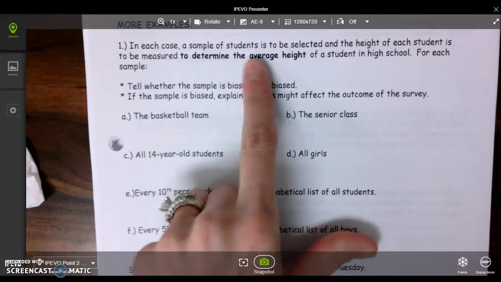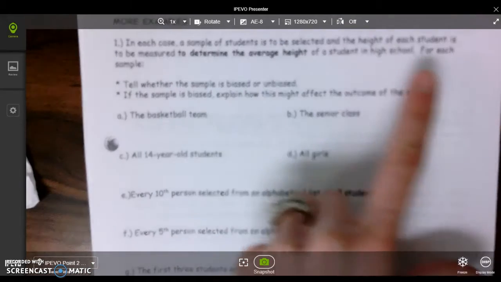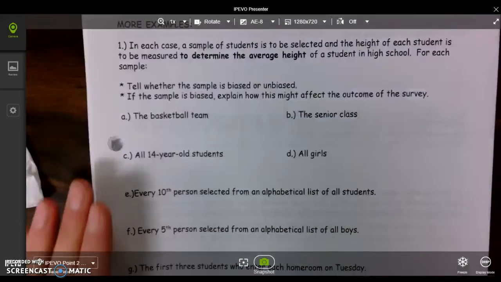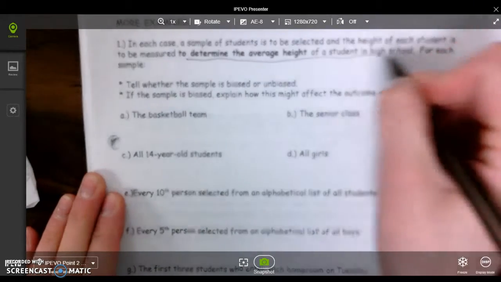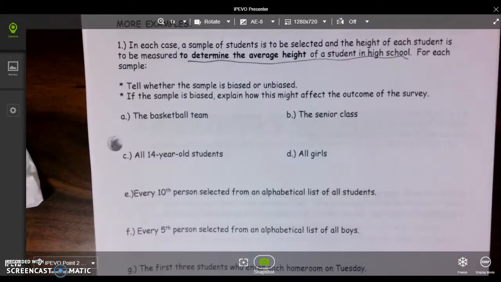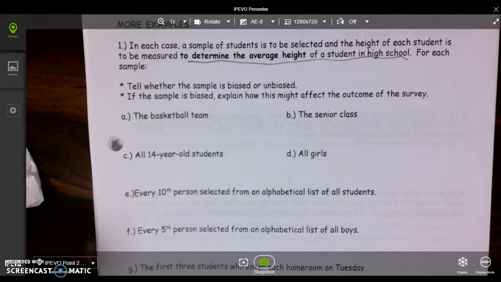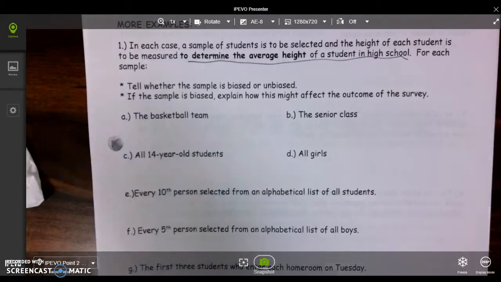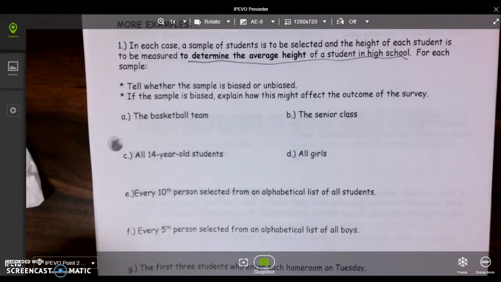In each case, a sample of students is to be selected and the height of each student is to be measured to determine the average height of a student in high school. That's what we're trying to figure out, the average height of a student in high school. And it says ask the following groups, so that's what it means by samples. You're asking different samples of people. So the first thing we're going to do is figure out whether or not it's biased or unbiased.